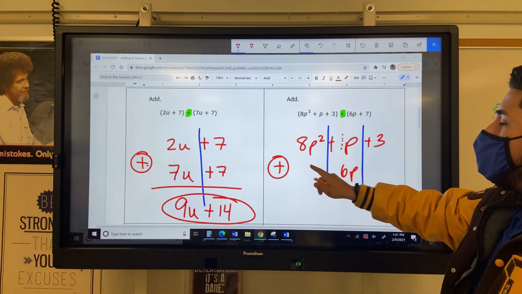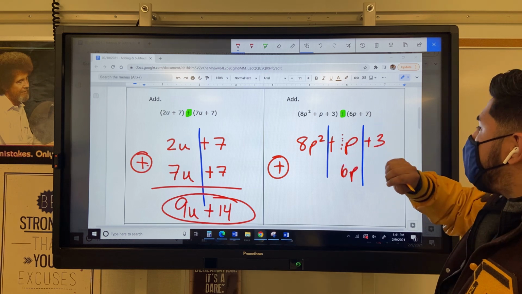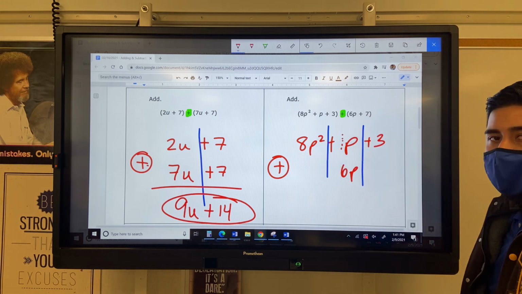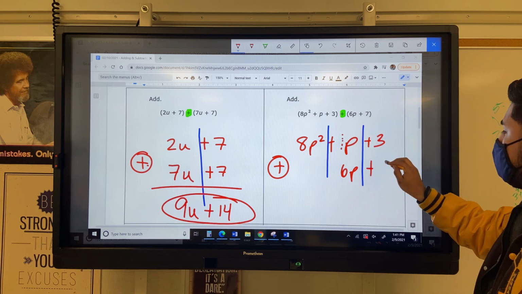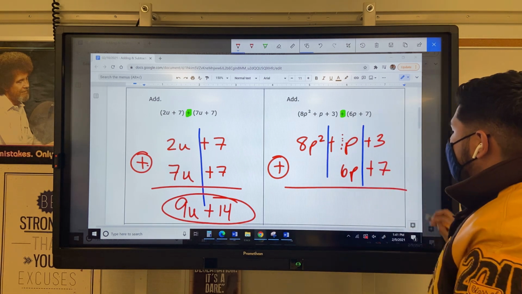Does it go with a P square? No, it doesn't have a P square with it. Does it go with the P's? No, it doesn't have a P with it. It just goes with the regular number. And then we add across.